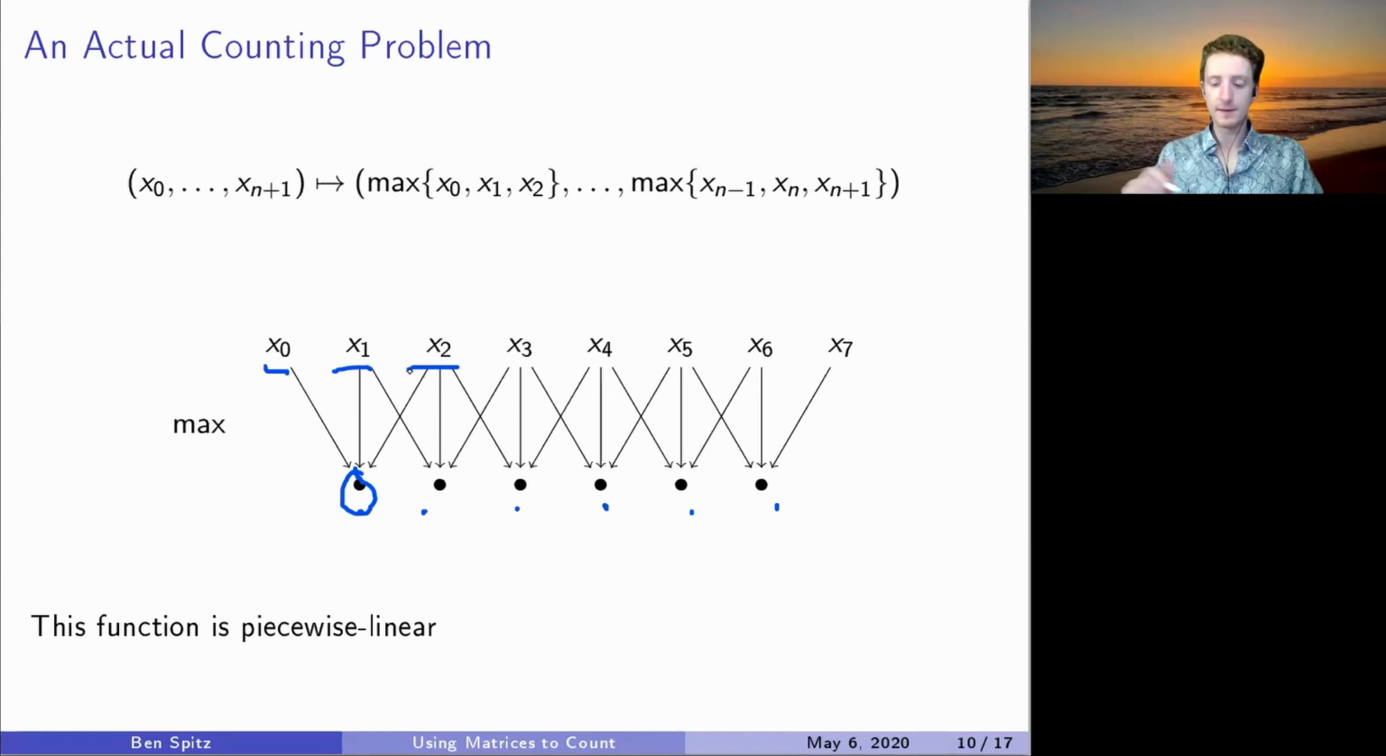So pictorially, that's what's happening here: I have 6 outputs. Each one can see 3 different inputs, and the output of this coordinate here is always the maximum of these 3 inputs that it can see.